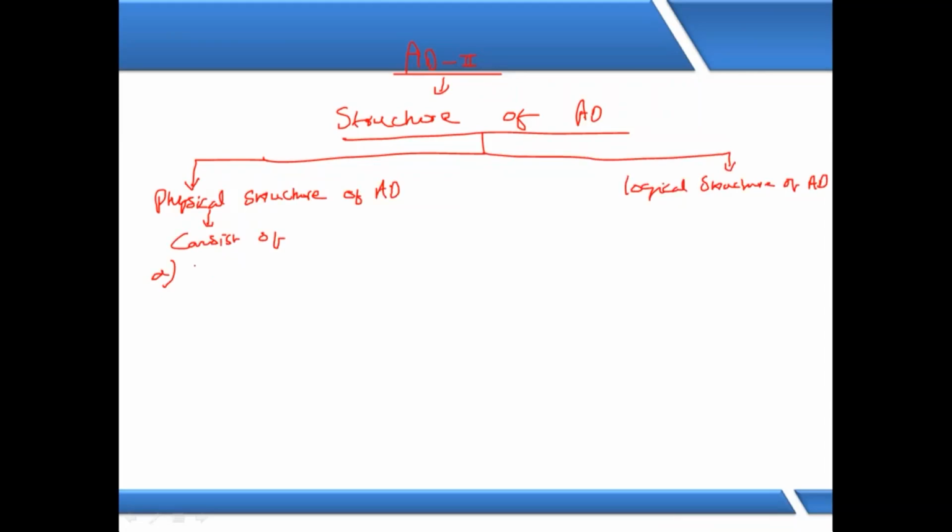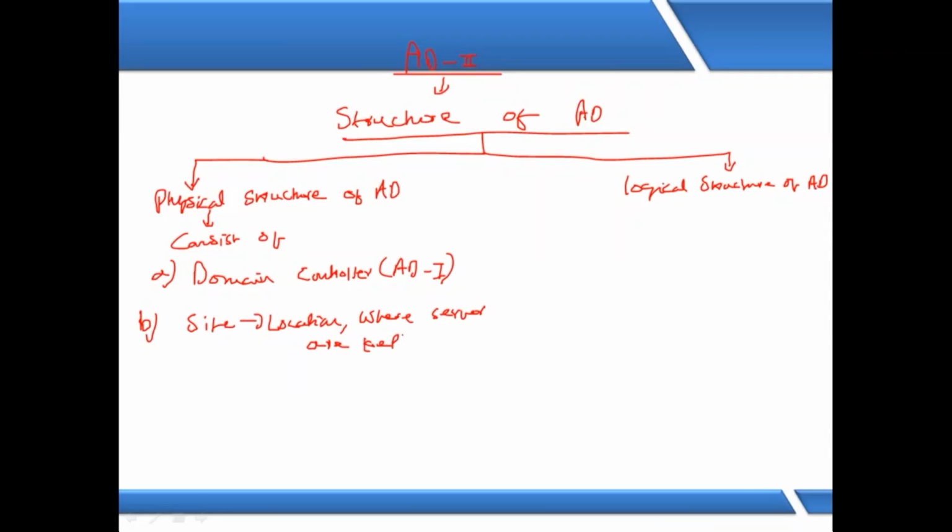The physical structure of the Active Directory consists of the domain controller, which is called a server. How to configure this, we already discussed in the Active Directory first class. And the site. Site means the location or place where our servers are kept.